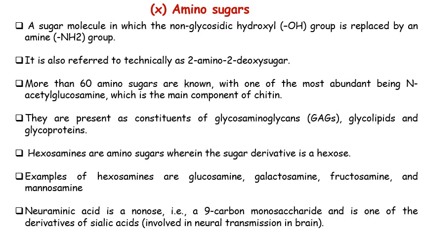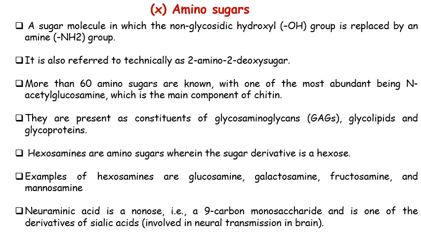Hexosamine means it is a hexose sugar with an amino group. Hexosamines are amino sugars where the sugar derivative is a hexose. It means a hexose sugar with an amino group is a hexosamine.